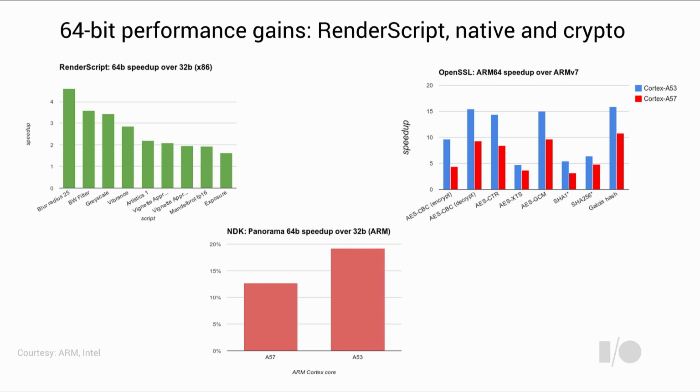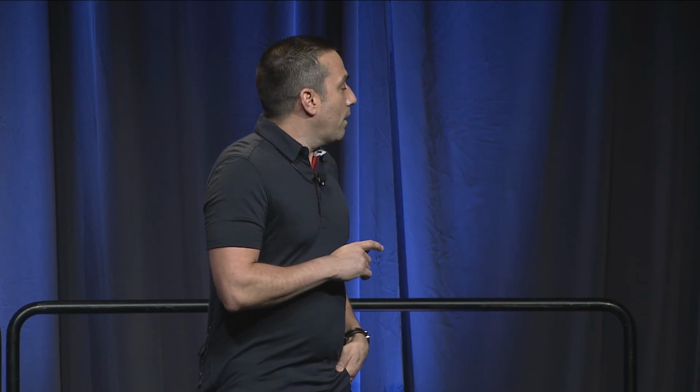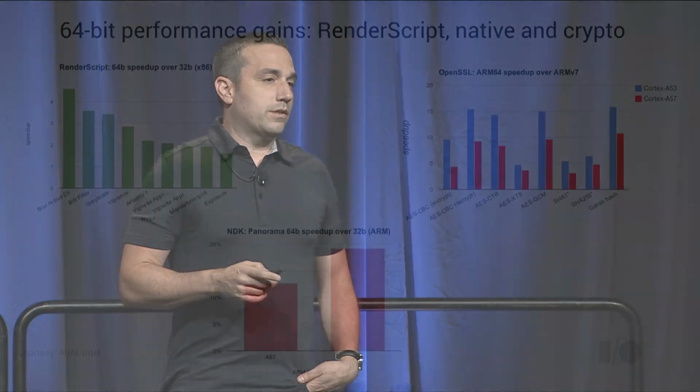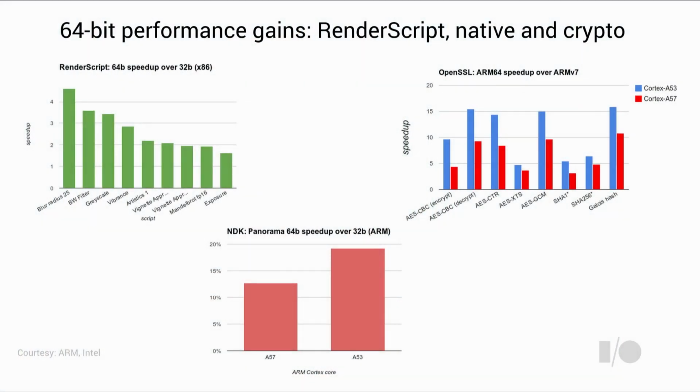Panorama benchmark is a benchmark that we use internally to evaluate toolchain updates. It's meant to be representative of a user taking a bunch of photos and then waiting for them to get stitched together in a nice little panorama. What we see here is that on ARM's Cortex-A53 and A57 cores, simply recompiling it for 64-bit, we see up to 20% boost for this.